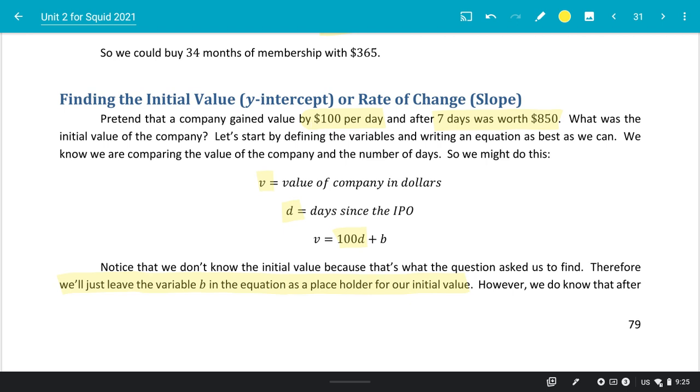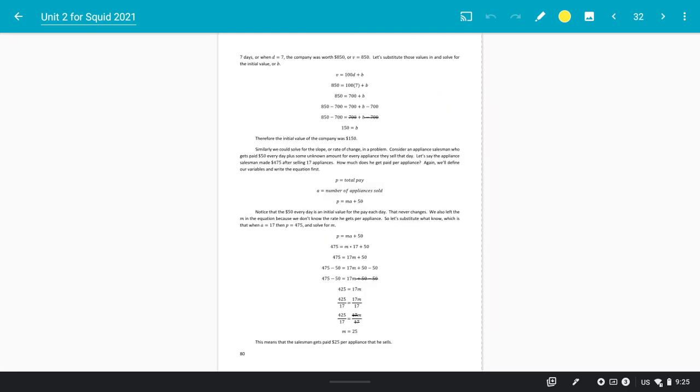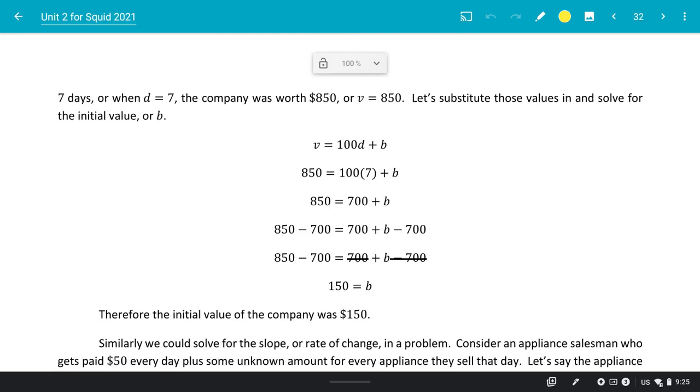However, we do know that after 7 days, or when D equals 7, the company is worth $850, or V is $850. So let's substitute those values in and solve for our initial value. Notice D is 7 and V is 850.